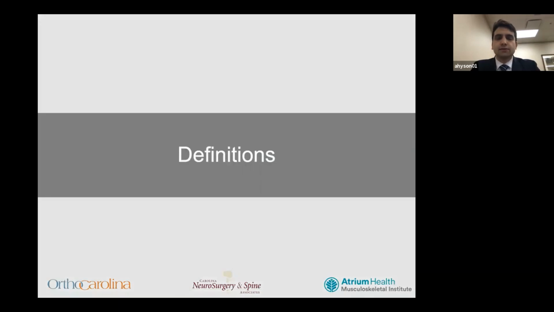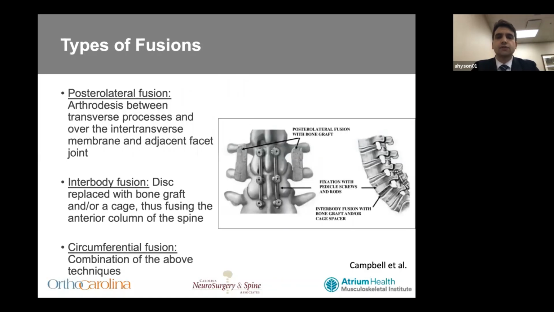To begin with, we'll start with some brief definitions. In terms of fusions, when speaking about lumbar spine surgery, there are three general categories. You have a posterolateral fusion, which involves an arthrodesis between adjacent transverse processes, as well as the intertransverse membrane and adjacent facet joints. You have an interbody fusion where the disc is replaced with a cage or bone graft, encouraging arthrodesis of the anterior column of the spine. And you have a circumferential fusion, which is a combination of the above two techniques.